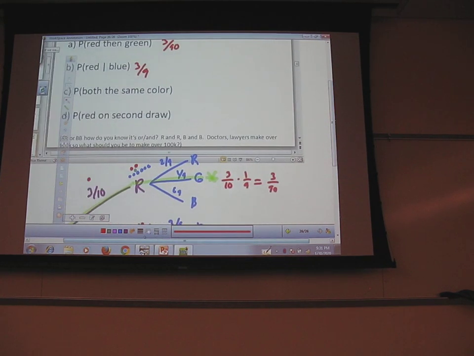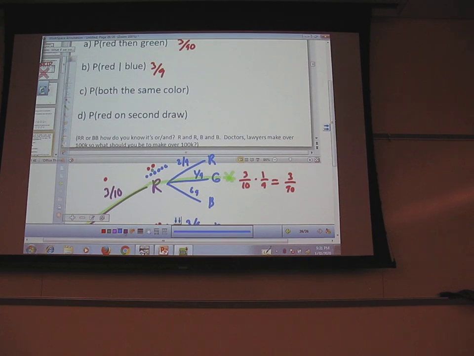How can they both be the same color? There has to be more than one of each. What's one way? Red, red. What's the other way? Blue, blue. Because green, green can't happen. Everybody on board with that part? So you find the probability of red, red. And you find the probability of blue, blue.